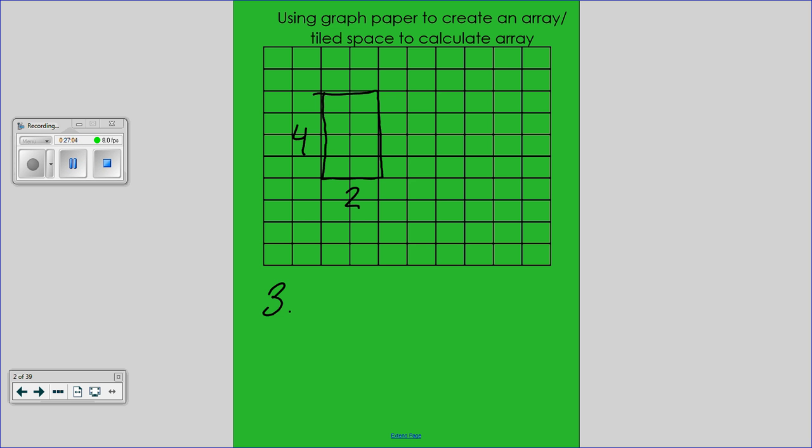And then a lot of you use multiplication, yes? To figure out how many square tiles are in that 4 by 2. And you wrote, hopefully, 4 times 2, or 2 times 4. And you should know that is equal to 8. So we know that the area of his poster is 8 feet.